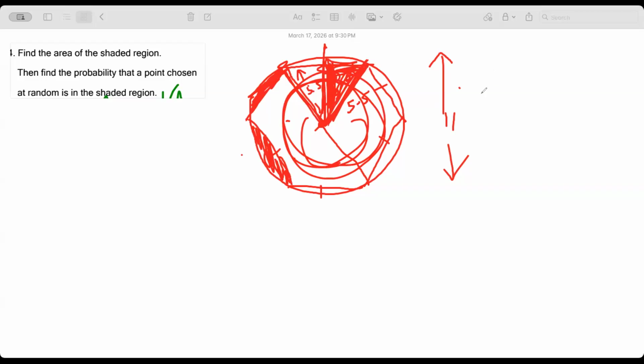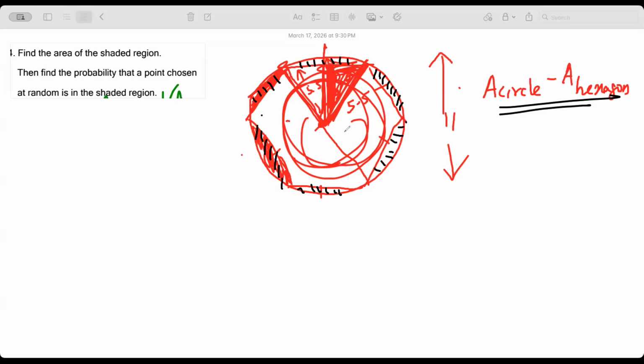Then what do you do? From the area of the circle, you will subtract the area of the hexagon. Whatever is remaining, right? This one, this, this, correct? But you need only, so that is 6 parts. Of that only 2 parts you need. So 2 by 6 of that is the answer. Got it, guys?